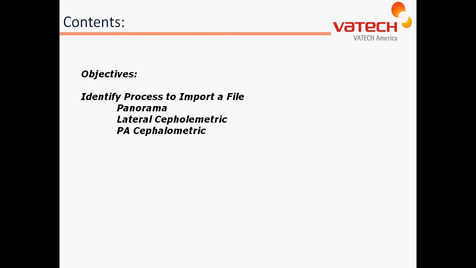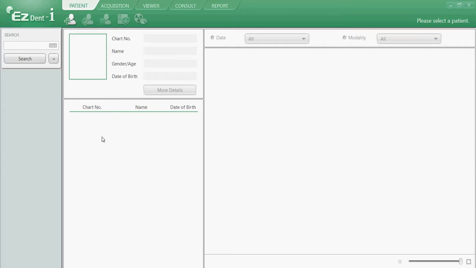The objectives will identify the process to import a file, either a panorama, lateral ceph, and PA ceph. In order to import our 2D radiograph image, whether it came in as an attachment for an email, exported from another third-party imaging software program, or perhaps even scanned in with a flatbed scanner.